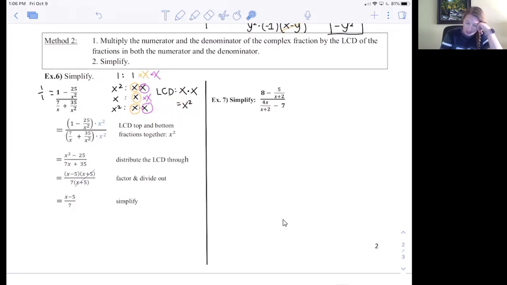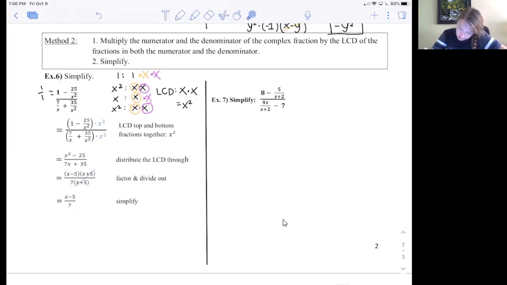So once I find my LCD, I'm just multiplying. I just keep this the same, but I multiply everything by x squared. So 1 times x squared is x squared. 25 divided by x squared, you can see that the x squareds will cancel out, so you'll just be left with negative 25. And just multiply these out. If you do that, you'll see that you'll get this. From there, this top one factors out to equal x minus 5, x plus 5. And then some things cancel out to give us this. So let me do example 7 for you.